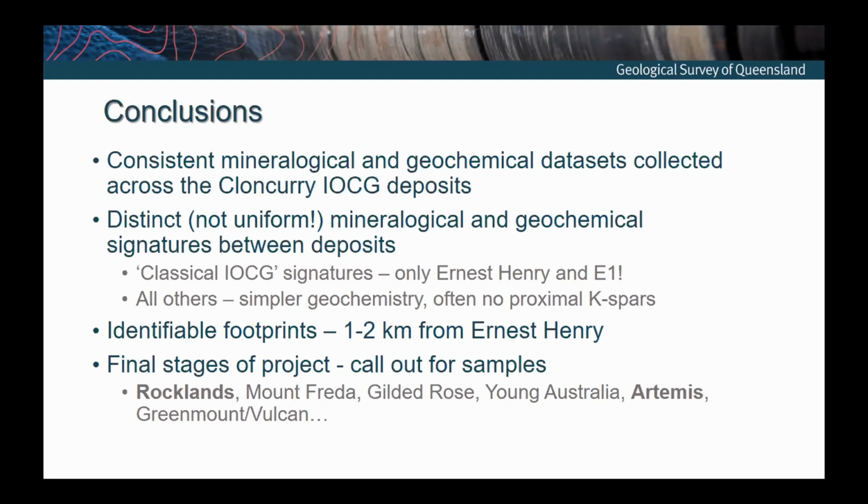We have enough information to clearly say that there is a distinct mineralogical and geochemical signature, or rather signatures, and there are distinctions between deposits. And whatever is considered a classical IOCG signature in the Gawler Craton, and quite often quoted elsewhere, in this region it's only typical for Ernest Henry and E1.